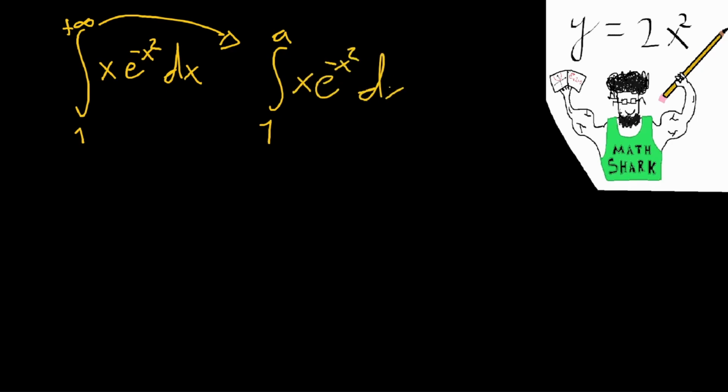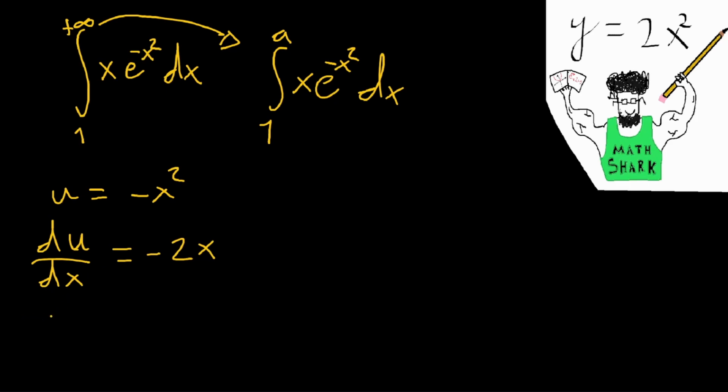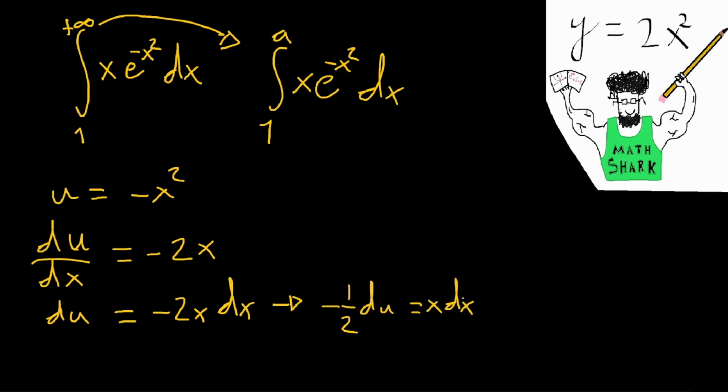And now we integrate as normal by doing a u sub, which we have taken from the power of the exponential here, and then we differentiate u with respect to x, which equals minus 2x, and then we bring the dx to the right side. So we get du equals minus 2x dx. And from this, we get minus a half du equals x dx.